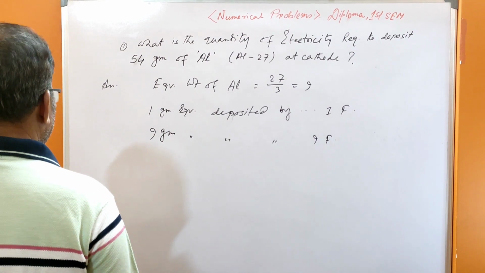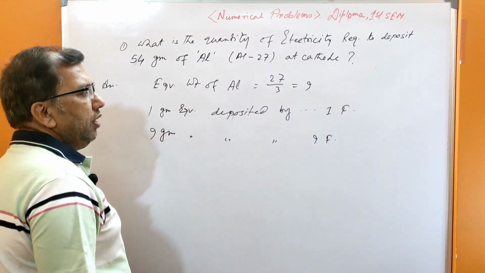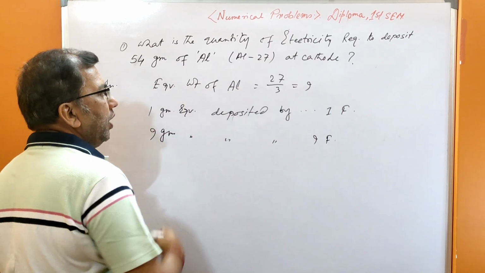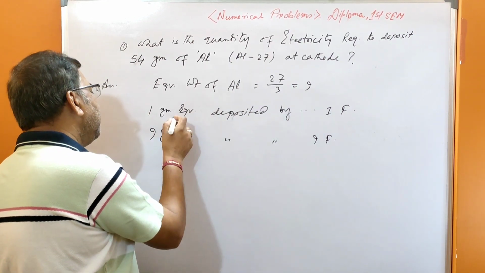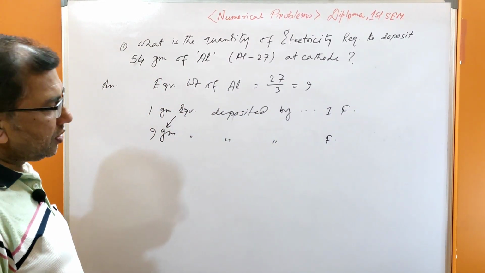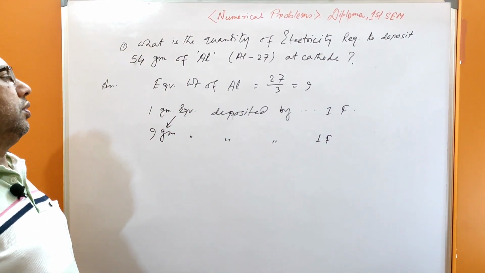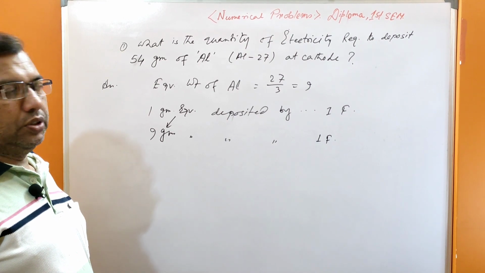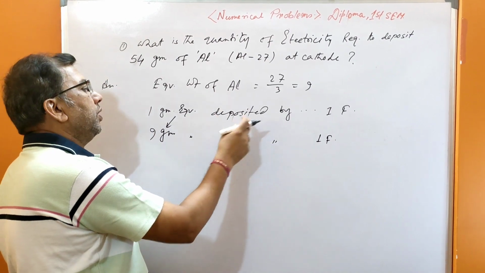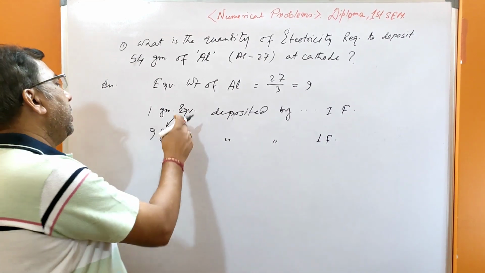Tell me, 1 gram equivalent means 9 gram. The equivalent weight of aluminium converted in gram, that is 1 gram equivalent equals 9 gram. So it will not be 9 Faraday. Clear? This is the mistake every student makes. The 1 gram equivalent equals 9 grams, and 9 gram is deposited by 1 Faraday of current passing through.